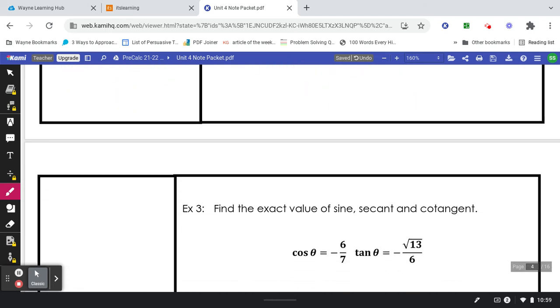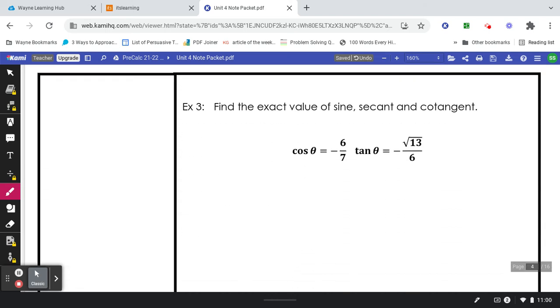All right, for problem number 3, find the exact value of sine, secant, and cotangent. So kind of some random ones. We'll first start by labeling what we have. Cosine, A over H.